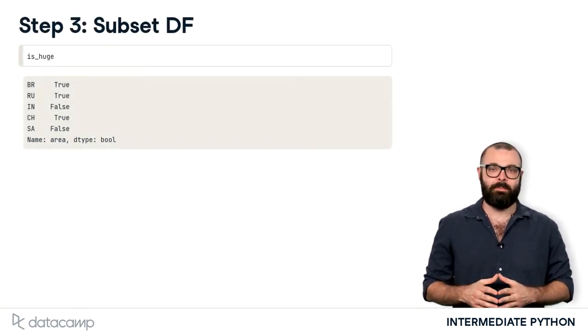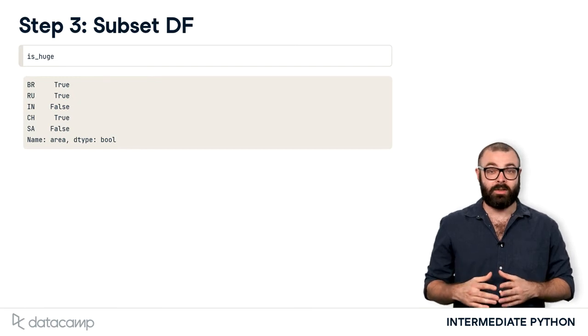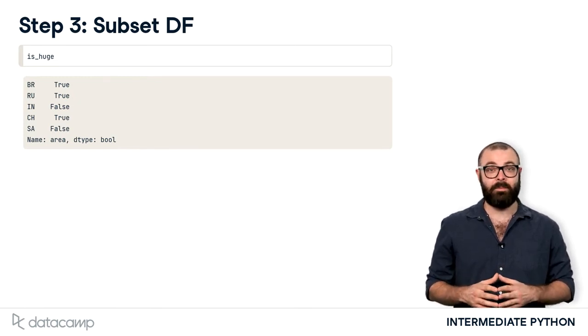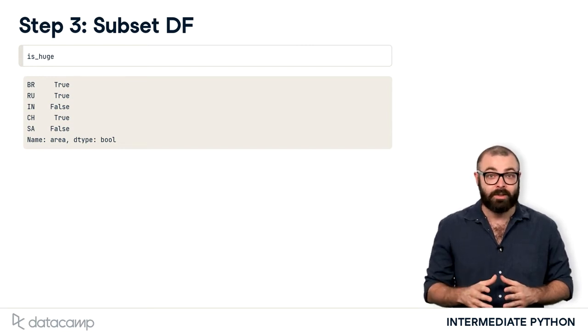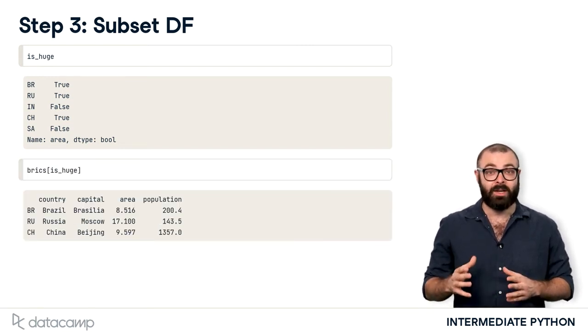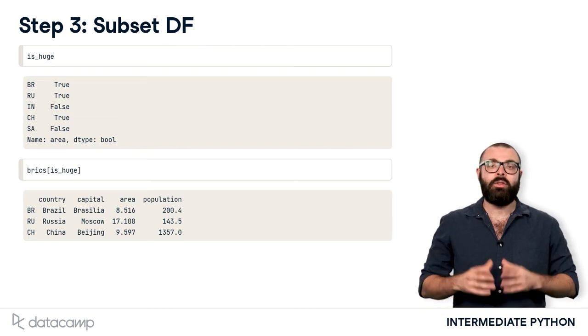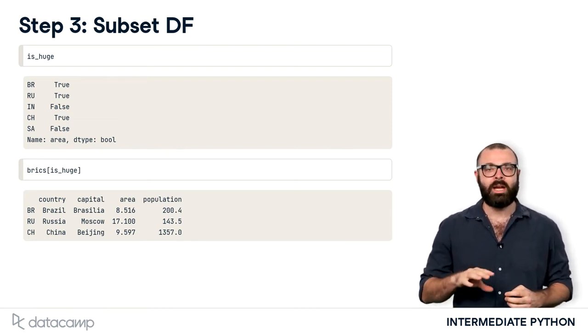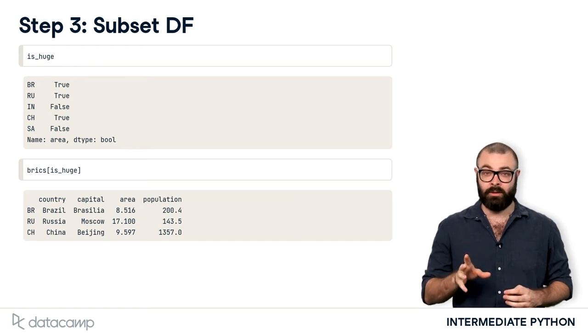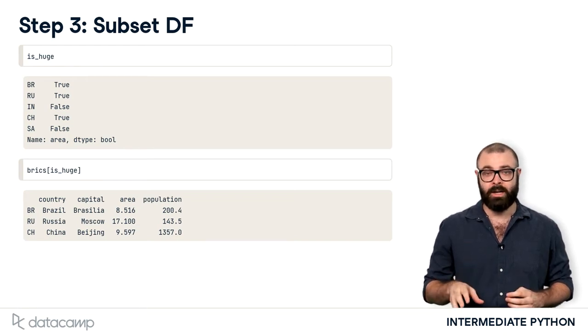The final step is using this Boolean series to subset the Pandas data frame. This is something I haven't shown you yet. To do this, you put isHuge inside square brackets. The result is exactly what we want. Only the countries with an area greater than 8, namely Brazil, Russia, and China.